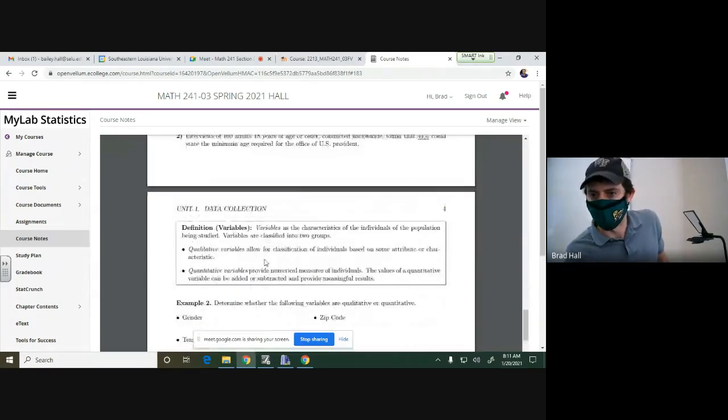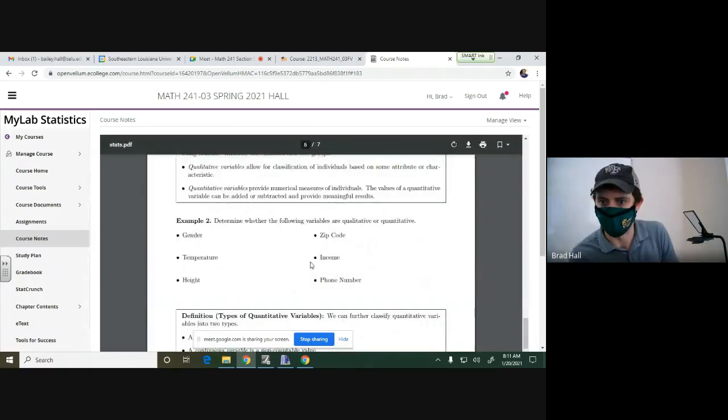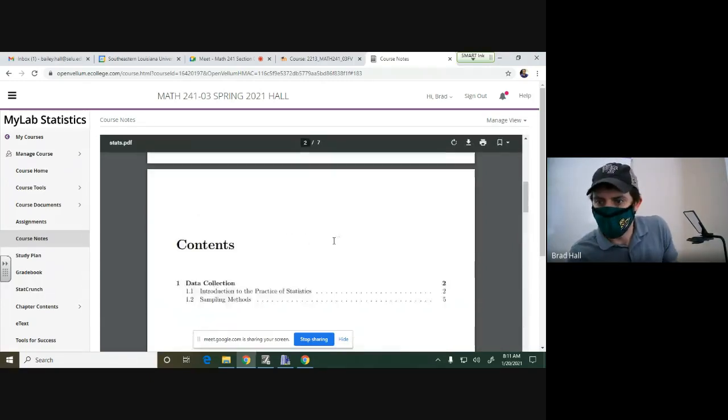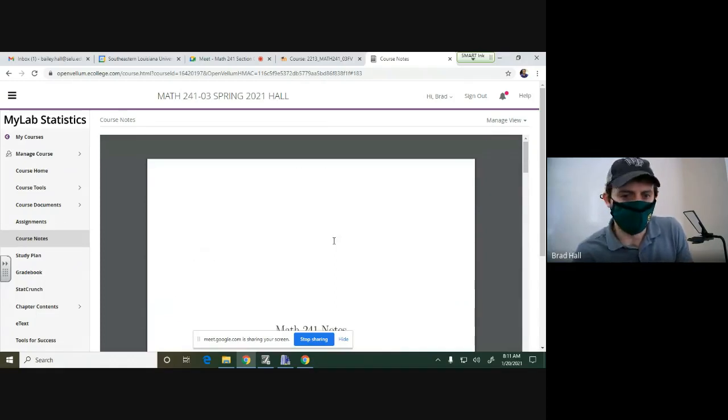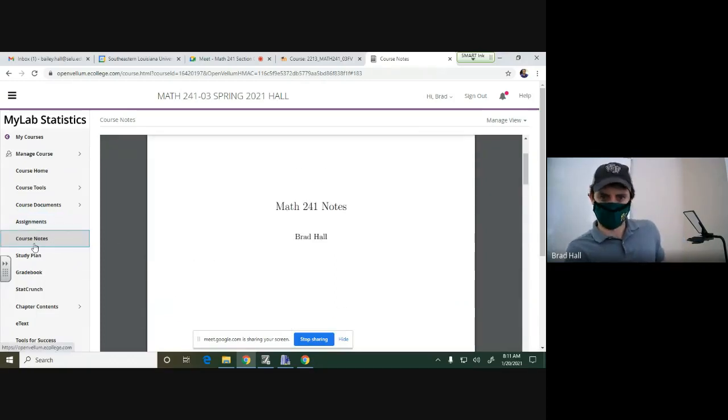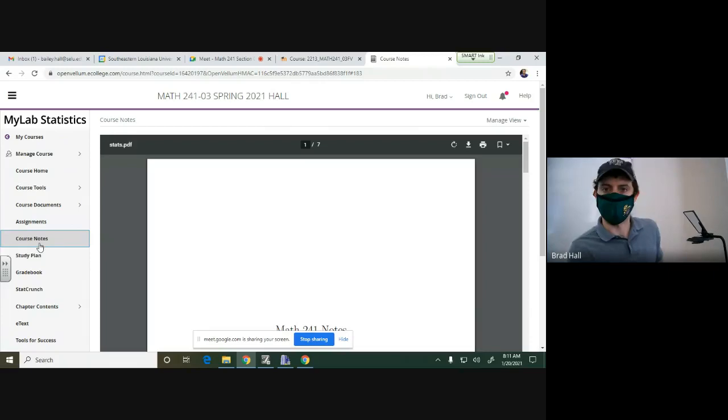So, and yeah, we'll go through all of these. So we'll be able to cover these 2 sections in class today, I believe. So we'll get back to that in a bit. So course notes, that's one of the tabs here. Go ahead and print that out at your convenience.